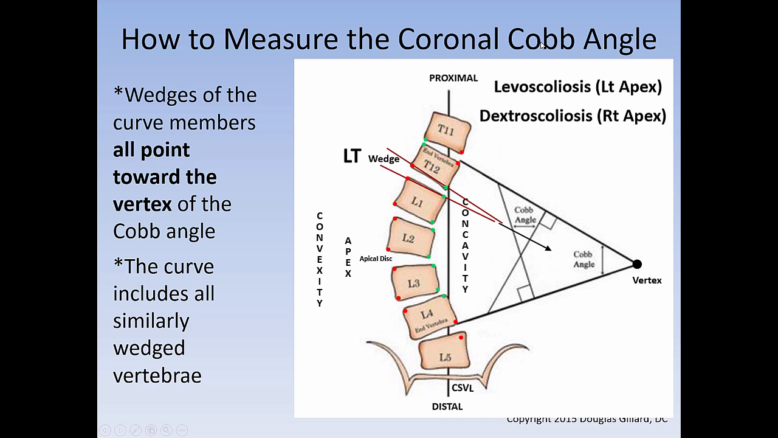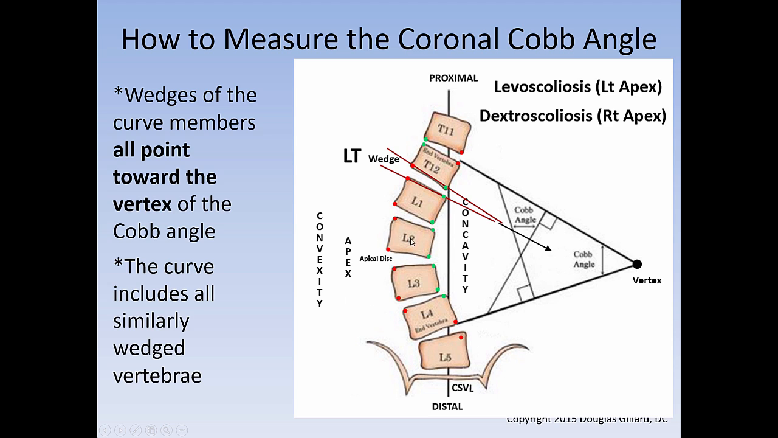So coronal means from the front. So here are the pieces of a curve. Here's the concavity. That's this part. It's kind of the cave; think of it as a cave going in. And then there's a convexity, so that's the top of the mountain, the top of the hill. Here's the apical disc. We have two apical vertebrae. L2 looks to be a little farther away, more lateral to this mid-sagittal line, or central sacral vertical line.